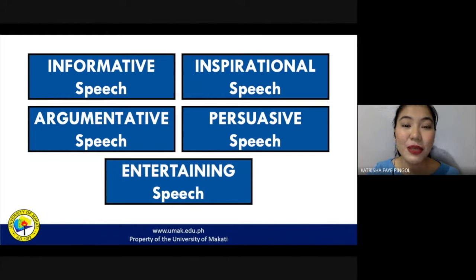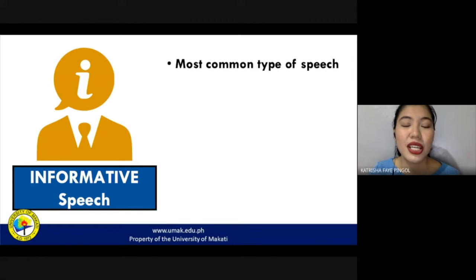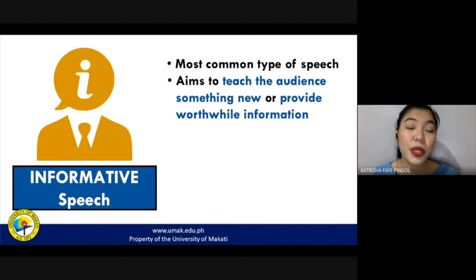By the names of the speeches themselves, you would already be able to identify the purpose, the goal, the objective, or the intent of all of these speeches. But let's take a look at them one at a time. The first one is the informative speech. This is actually considered to be the most common type of speech. Of course, if you're just going to look at the name of the speech itself, you would already know that its main purpose is, of course, to inform.